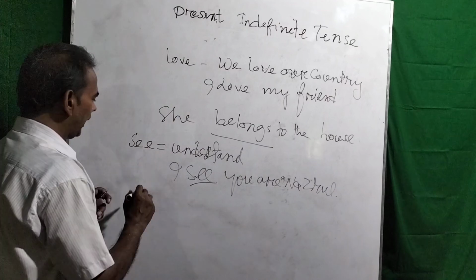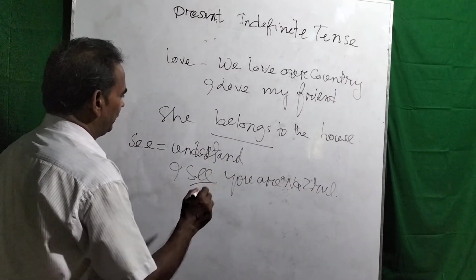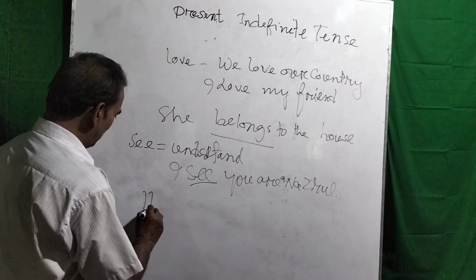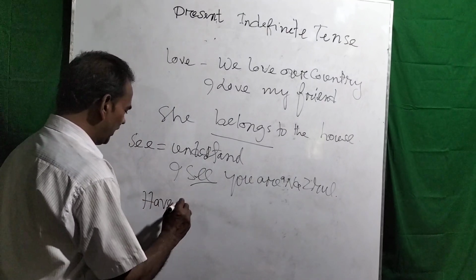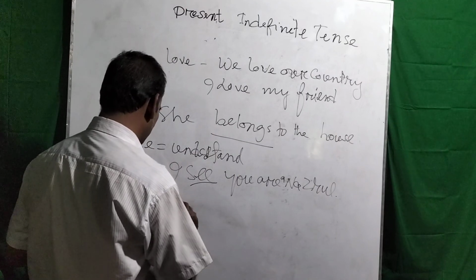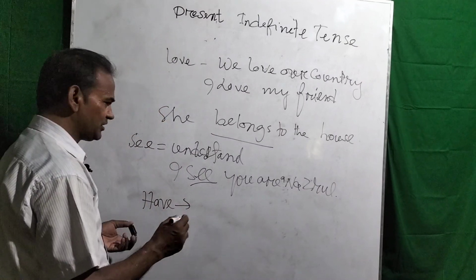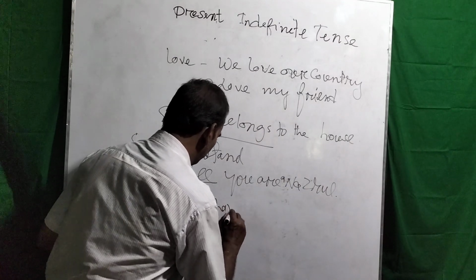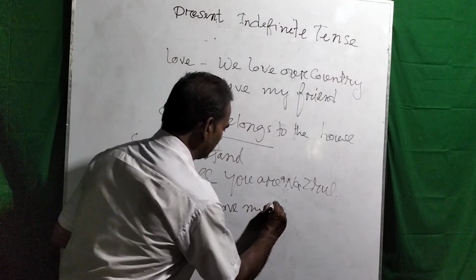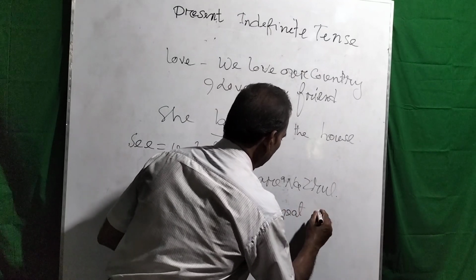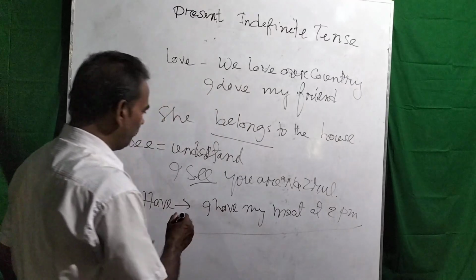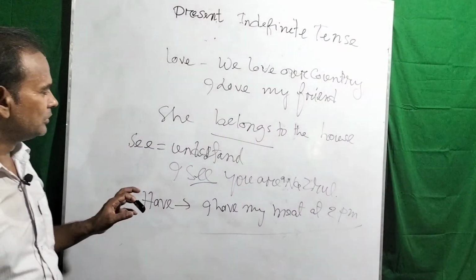And in another way, we also use the verb have in the meaning of eating. Okay, when have means to eat, then it is present indefinite tense. I have my meal at 2 p.m.